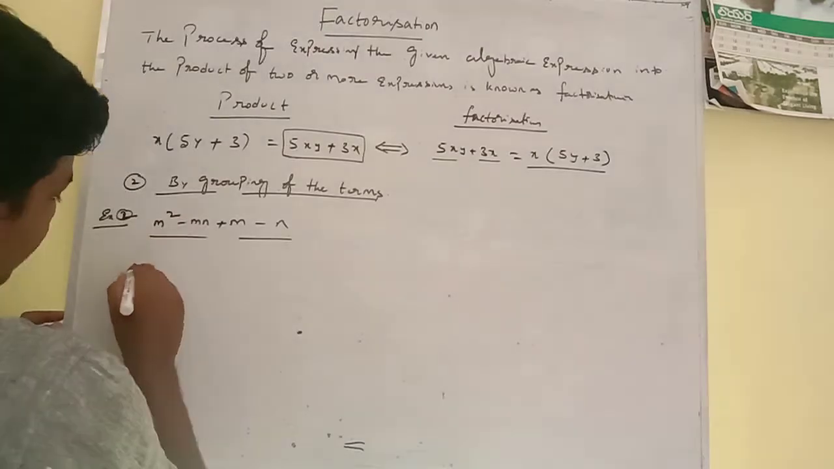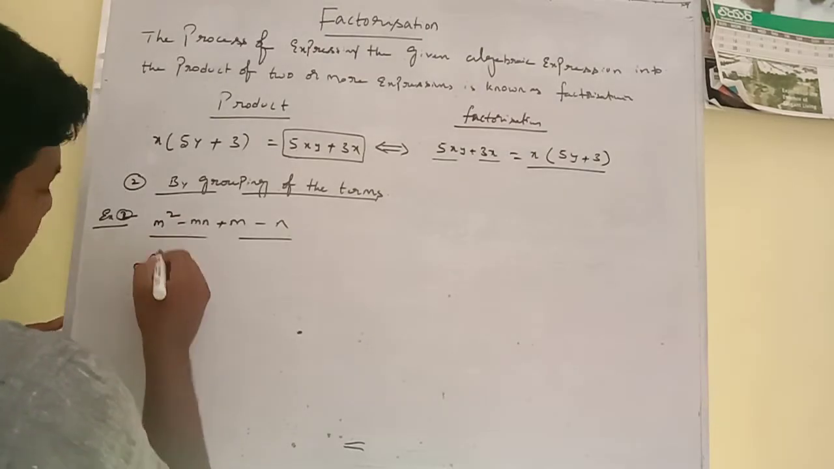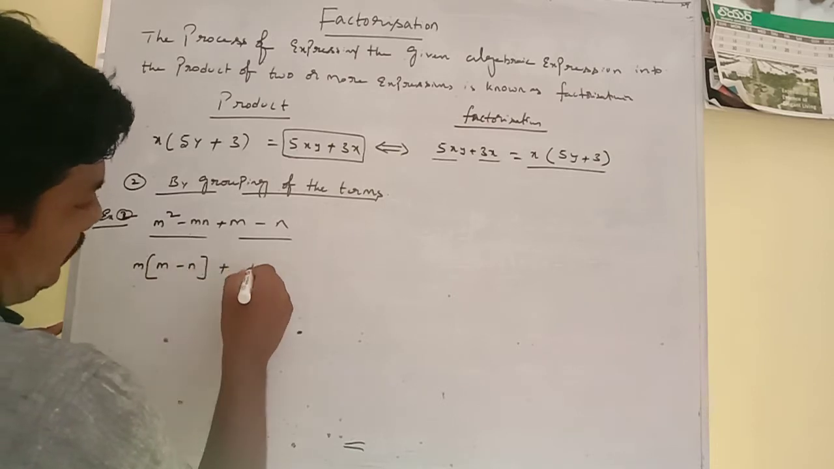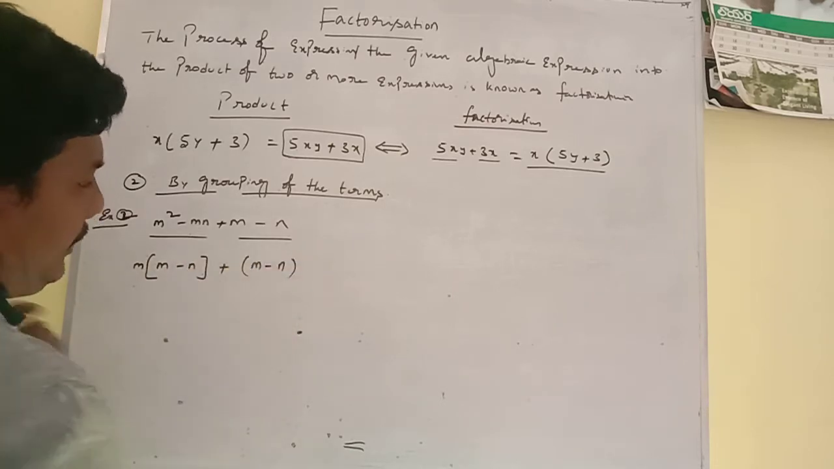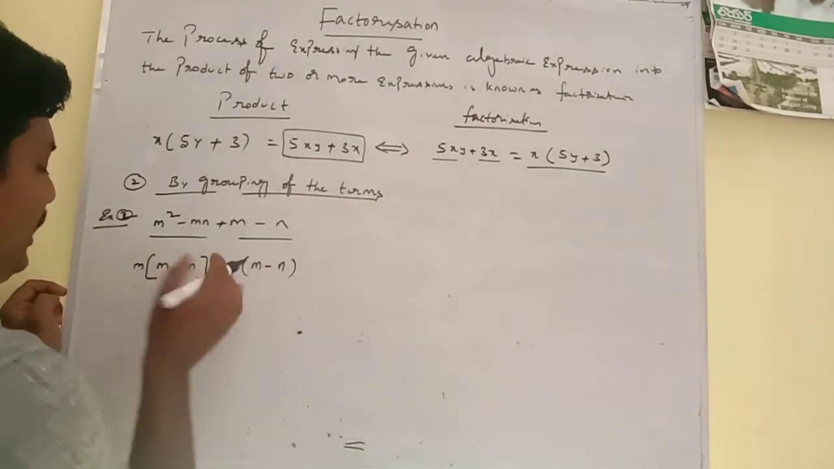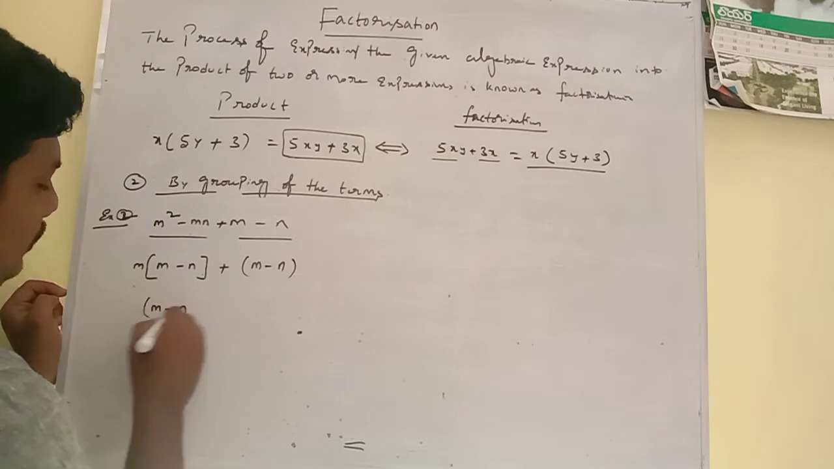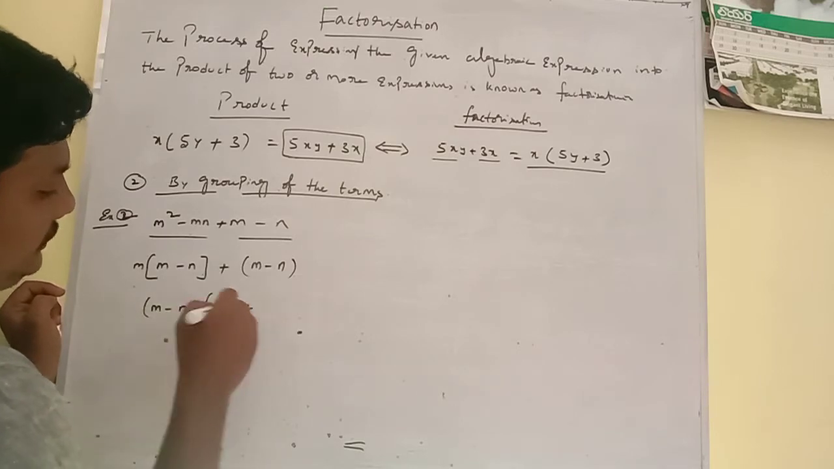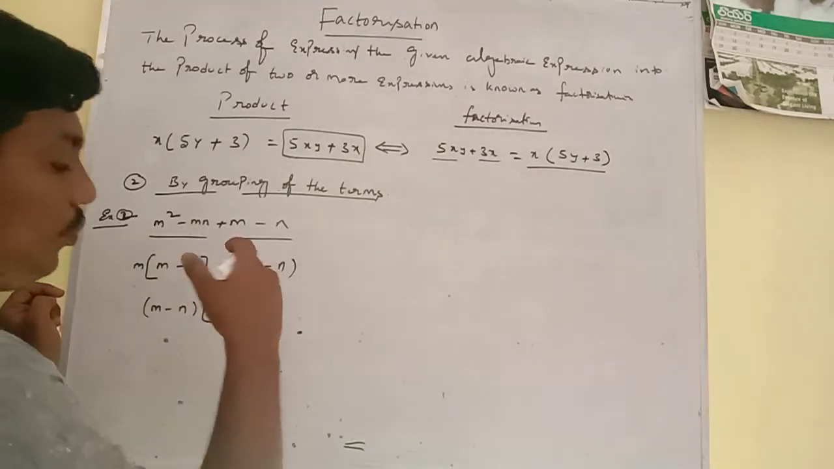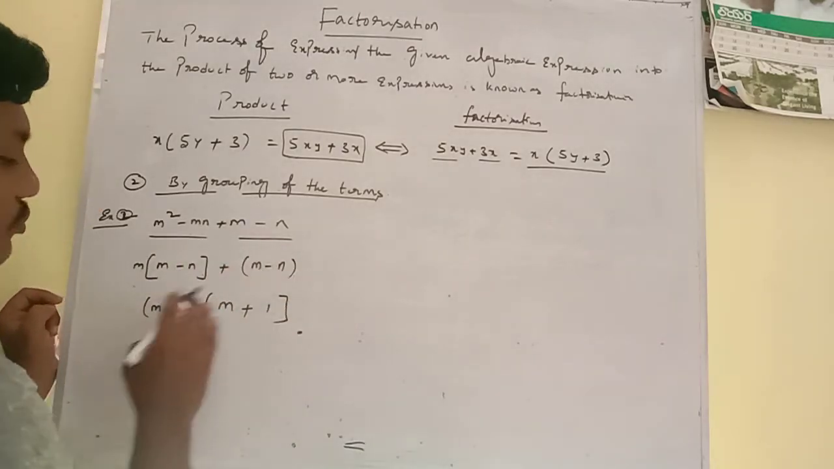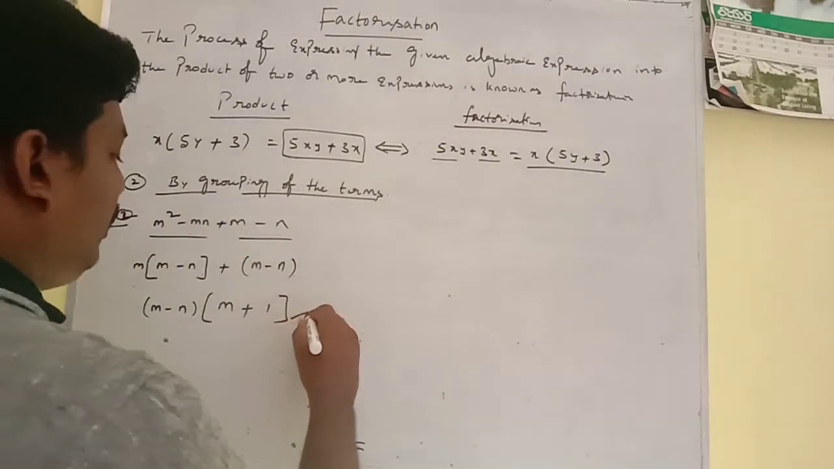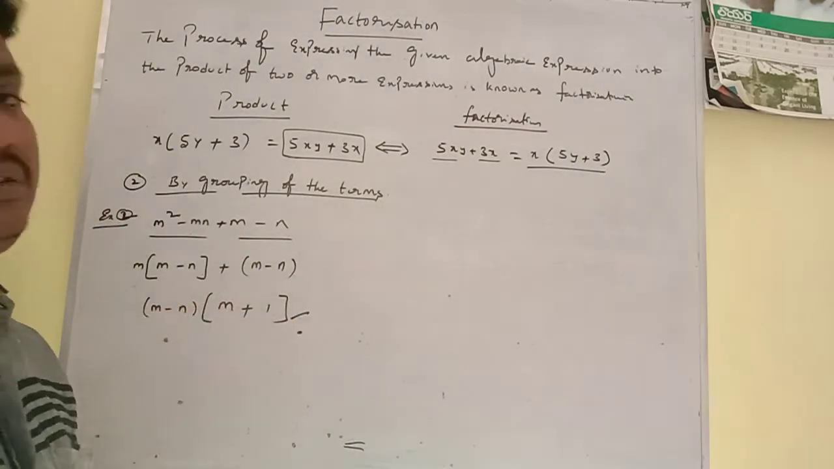So here we take m as common, and the remaining m will be left. This is m minus n, plus this m minus n, which is one group again. Now by taking these as groups, m minus n is common, and the remaining value is m plus 1. That's the reason we take m minus n and m plus 1.